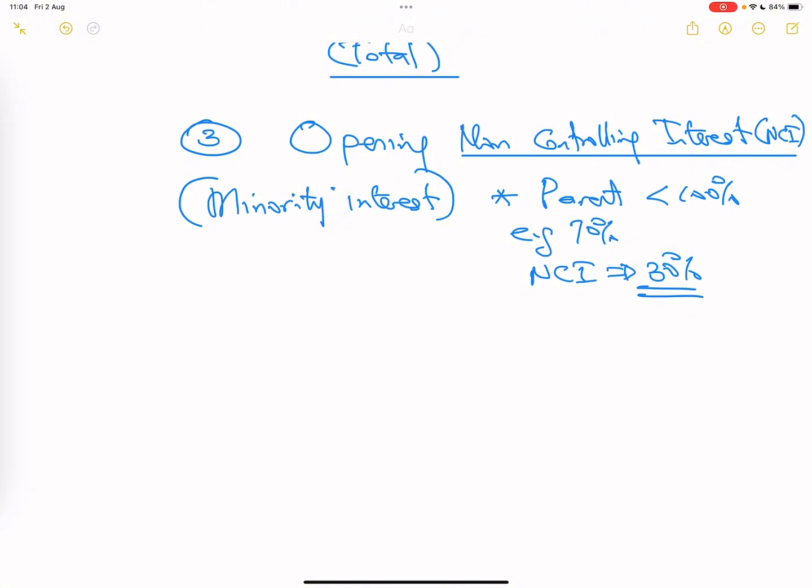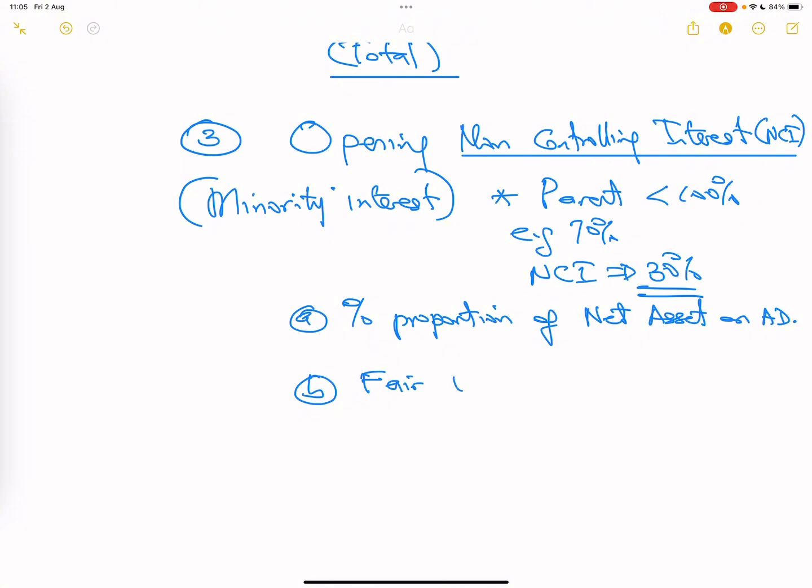So, how do you get it? There are 2 ways that the question might ask you to measure NCI. Either they say you measure it at percentage proportion of net assets on the acquisition date, or they say you measure it at fair value on the acquisition date. The question will tell you.